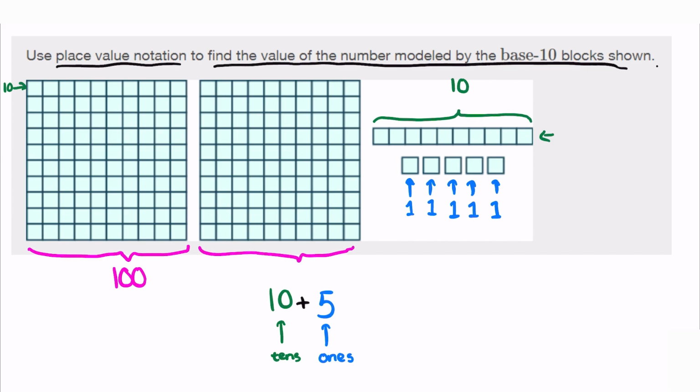And finally, how many 100 squares do we have? Well, we can see there are 2 of these. So that means we have 200 1s blocks. So that means the total value of these large squares is 200.